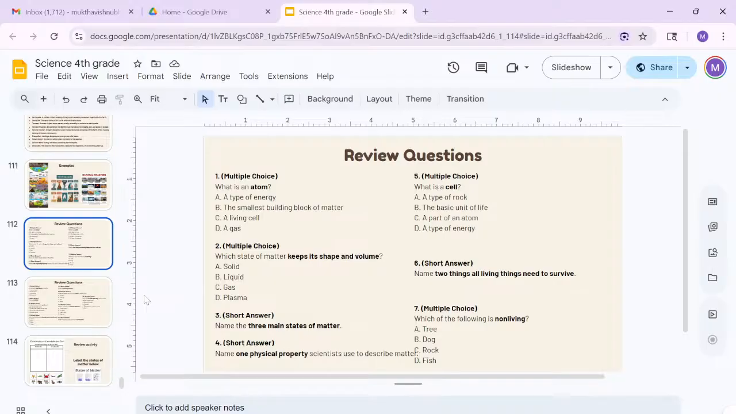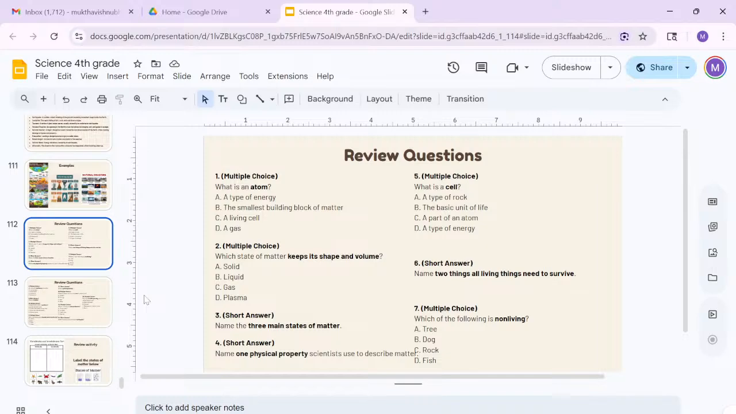So I'm going to go over the answers for the first 7 questions. What is an atom? B, the smallest building block of matter. Which state of matter keeps its shape and volume? That is a solid. Name the 3 main states of matter: solid, liquid, and gas. Name one physical property scientists use to describe matter. This can be color, size, shape, mass, texture, hardness, or volume. Any of the things you can put down.